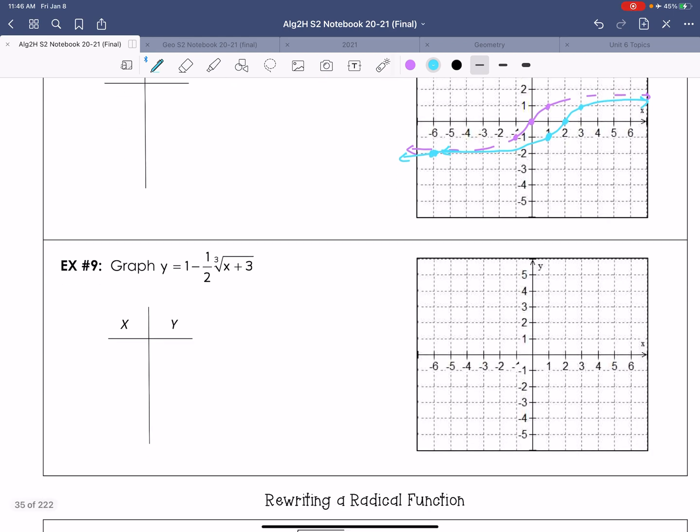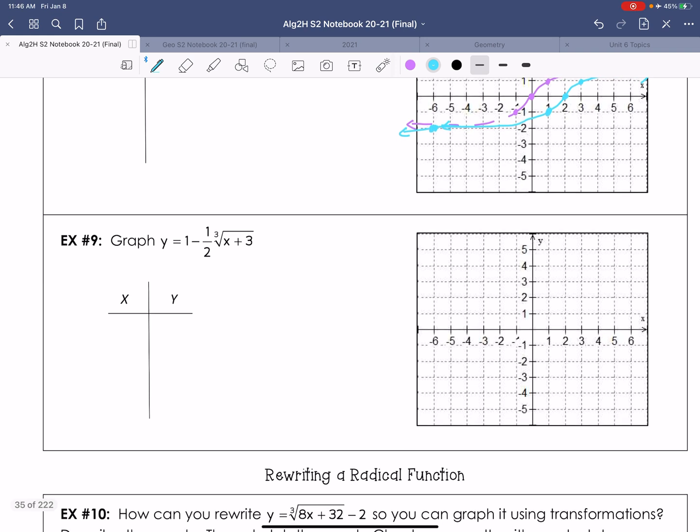All right, last little guy here. Oh, I love this one because you guys get so confused. This 1 in the front just seems to confuse us. So we're going to go ahead and rewrite this how you guys would normally see it. So that is just saying y equals negative 1/2 cube root x plus 3. And that 1 in the front just means a plus 1.